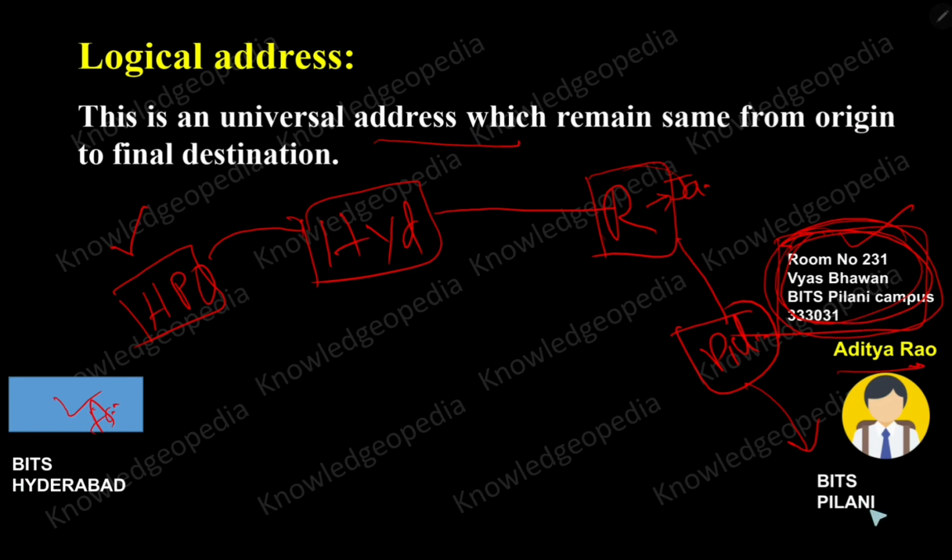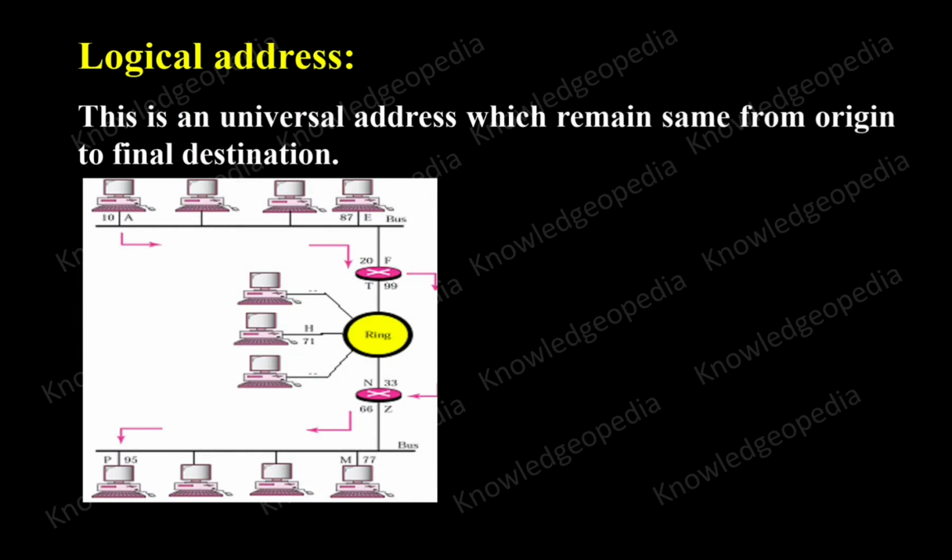As long as Aditya Rao is here and we have initiated the process of transmitting a letter, in the letter, whatever logical address is given, looking to that, the packets will move from one post office to the next post office, the next one, and the next, and finally it will reach the destination. So this is a universal address which remains the same from origin to final destination.